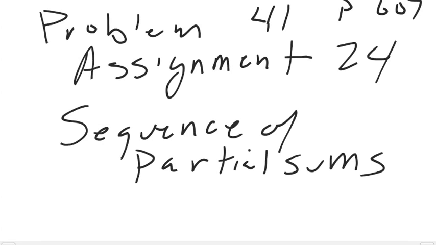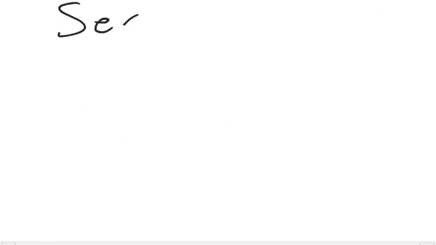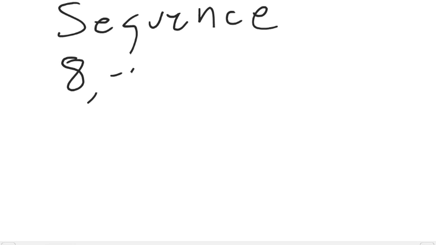This is a question about a sequence of partial sums. Now, this is a topic that's sort of intended to make your head hurt. Because remember, we start with a sequence, right? A sequence is just a collection of numbers. So in this case, the sequence that we're given is 8, -4, 2, -1, and 1/2.